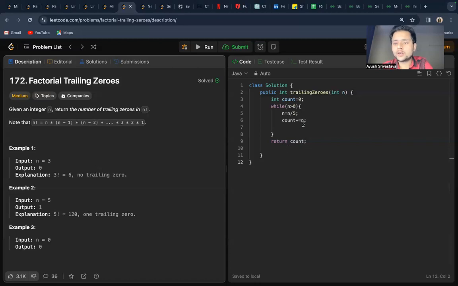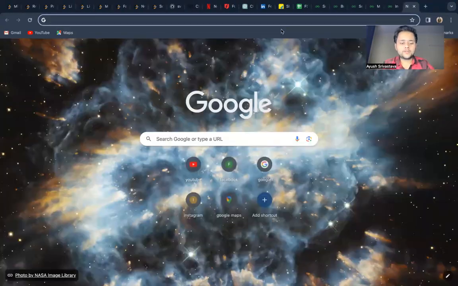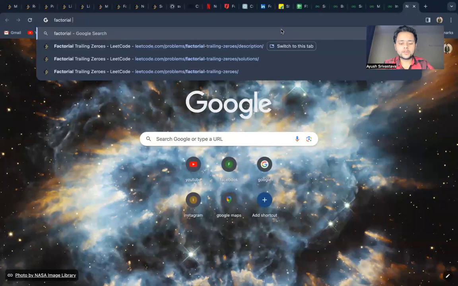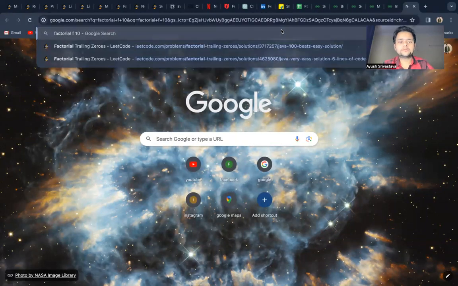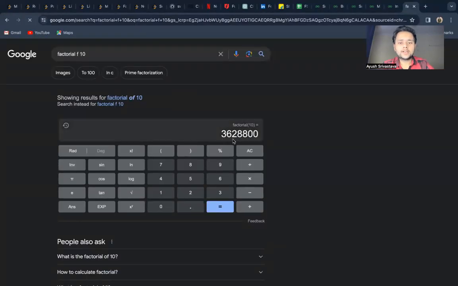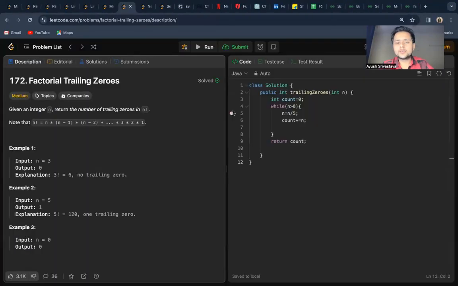So when you take the factorial of 10, the number of zeros you will get in that factorial value will be equal to 2. Let's see that. Factorial of 10, what is it? It is 3628800. Now we can also see that there are two zeros. So this is how this concept works basically.